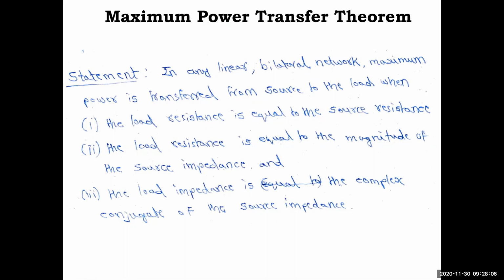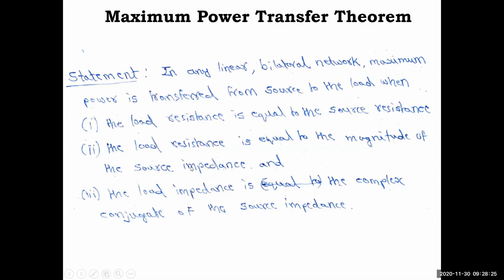Third statement, the load impedance is the complex conjugate of the source impedance. If both circuit A as well as the load have impedance, then the load impedance ZL is the complex conjugate of ZS. So these are the three statements.